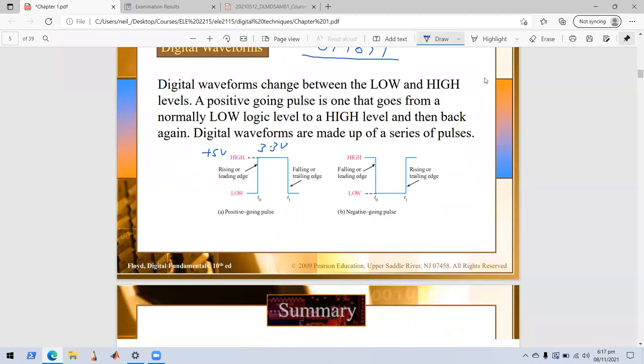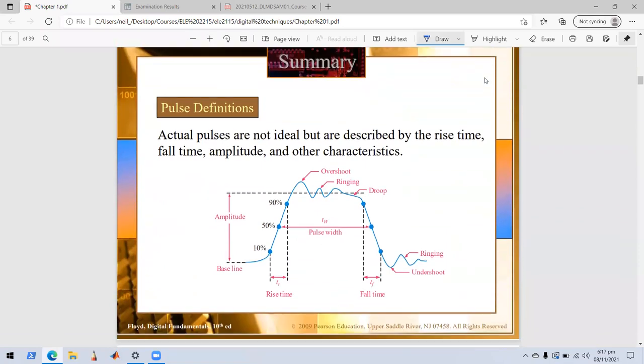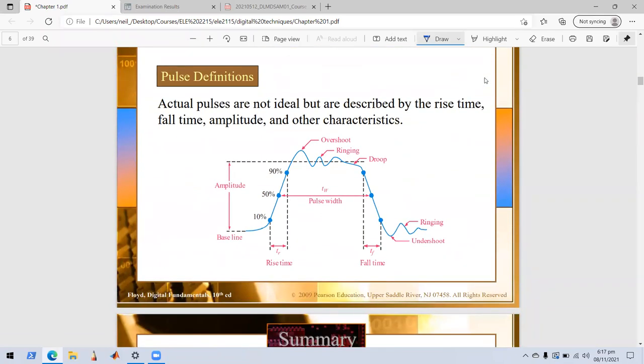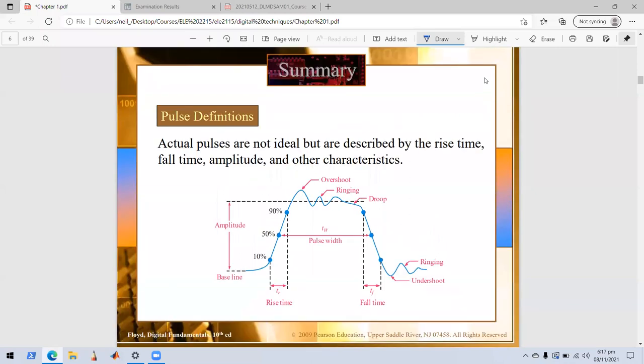But these pulses aren't ideal like this, right? There's a reaction time built into our devices. With our transistor, when we change the signal here at the gate, the transistor doesn't immediately start to allow the current to flow, right? There's some amount of reaction time. The transistor needs time to react. So our pulse doesn't just go from zero all the way up to the 5 volts, or the 3.3 volts.